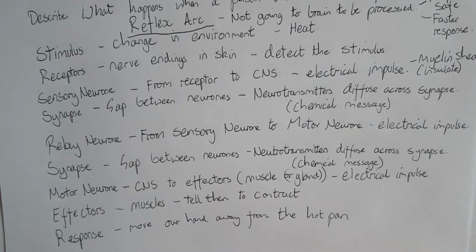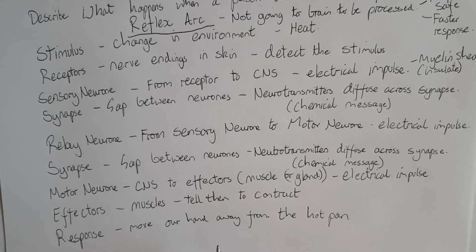The effectors, in this case, for moving out of the way of a hot pan, are our muscles. They'll get told to contract. So the response is then we move our hand away from the hot pan.